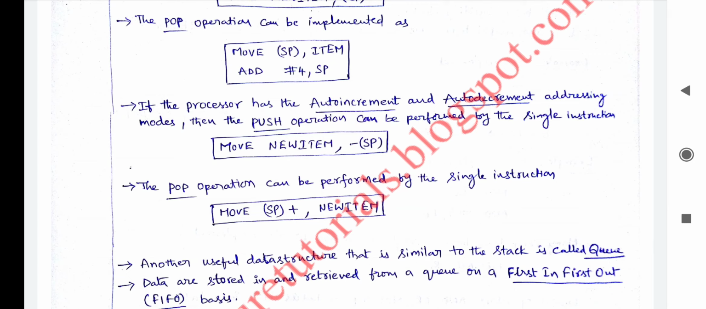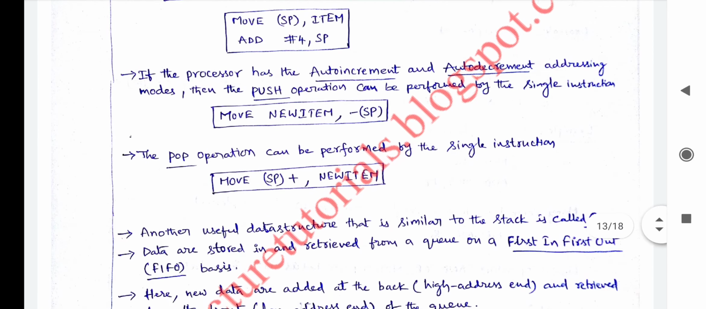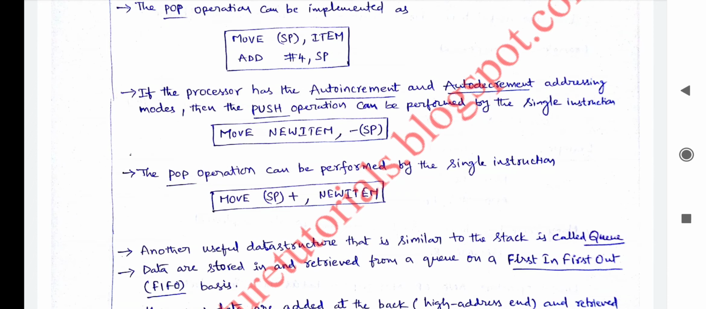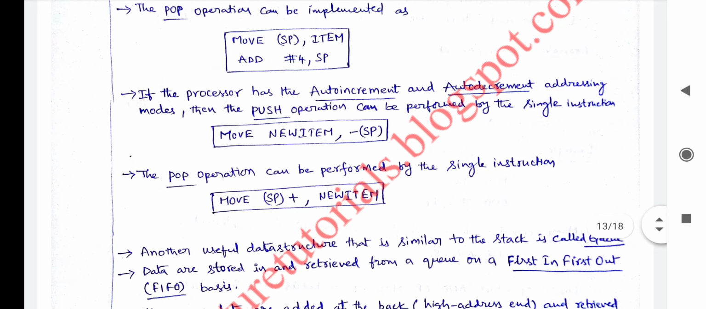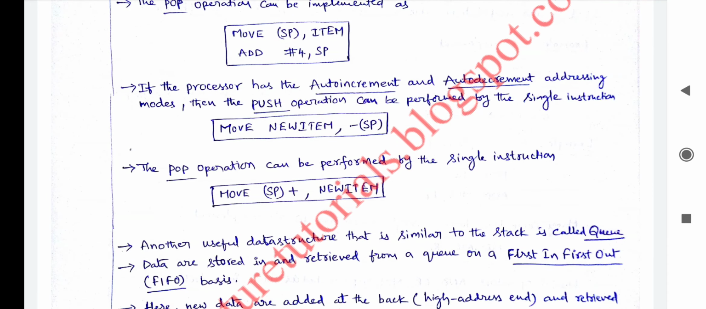If the processor has auto increment and auto decrement addressing modes, then the push operation can be performed by a single instruction. In addressing modes we have also seen auto increment mode and auto decrement mode. Auto increment means we increment the position, and auto decrement means we decrement the position. So with these modes, push and pop operations can be performed by a single instruction.